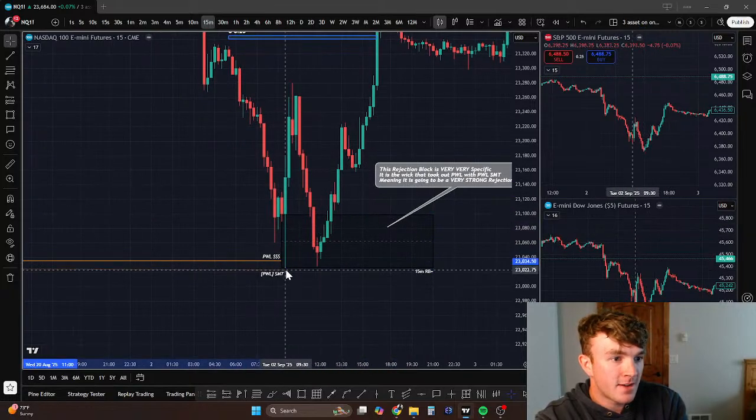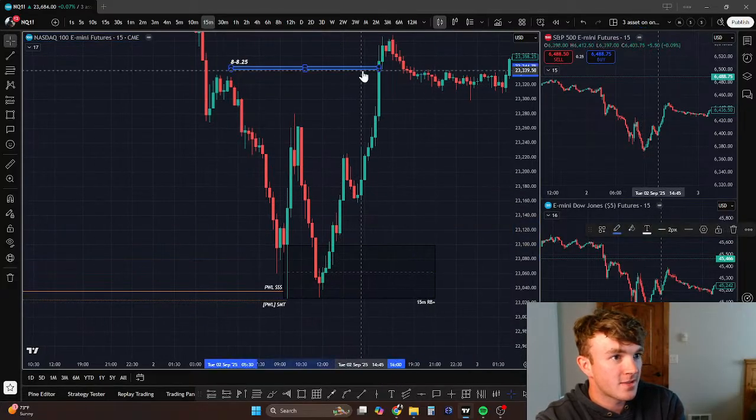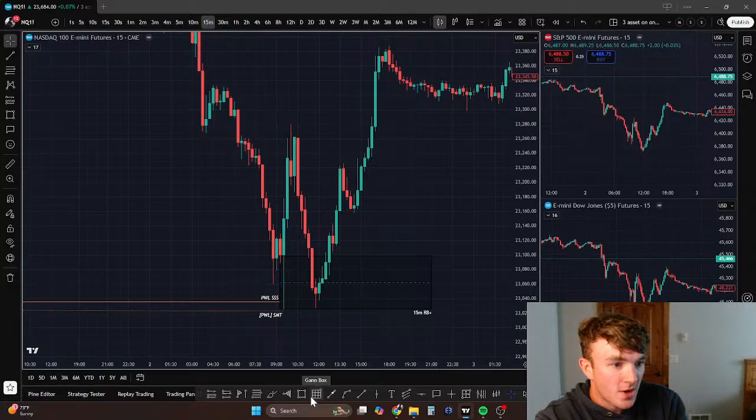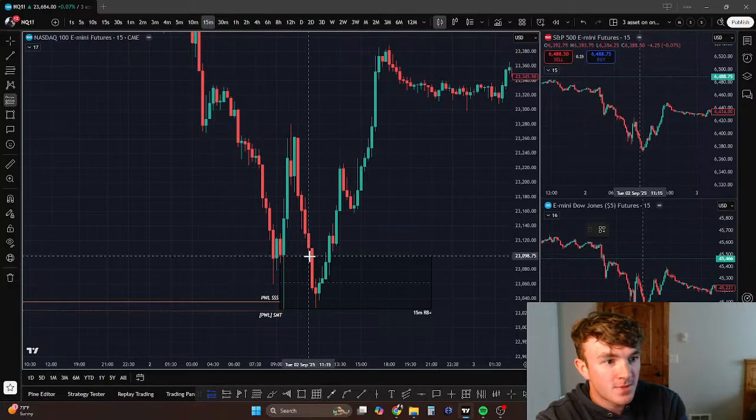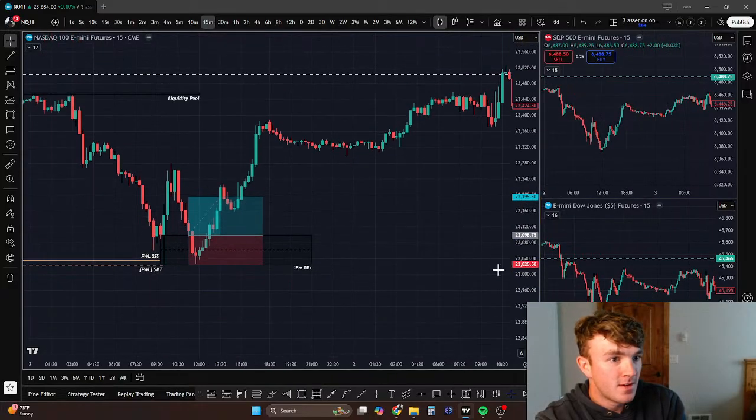Phoenix model, right? Phoenix model is just entering at the rejection block. So this is the regular Phoenix model, where you enter at the rejection block. It's so simple, actually. It's crazy. So this is the regular Phoenix model.